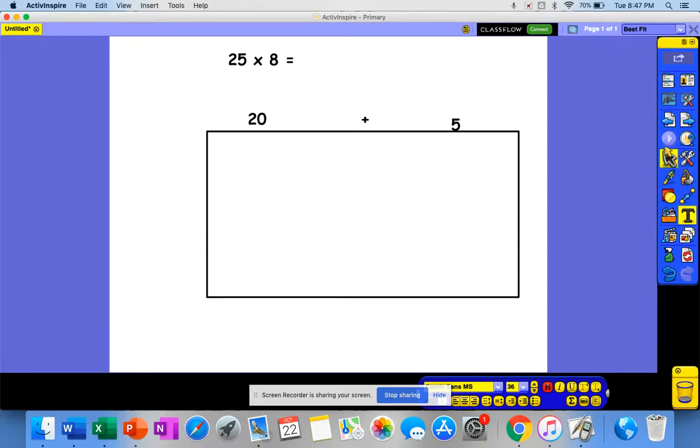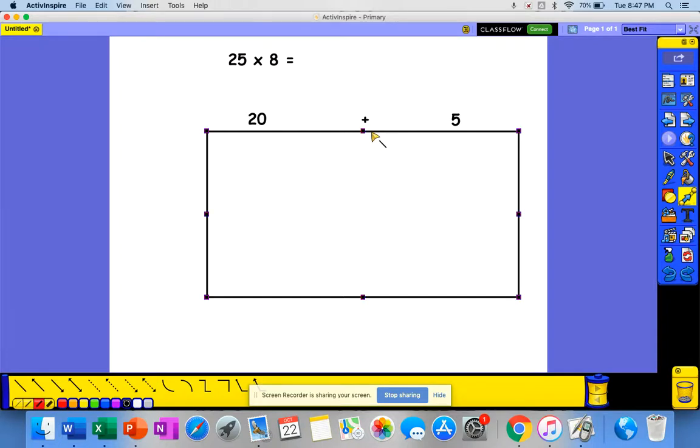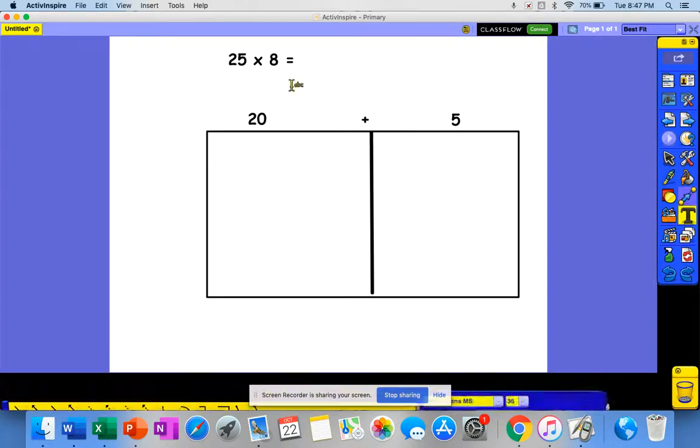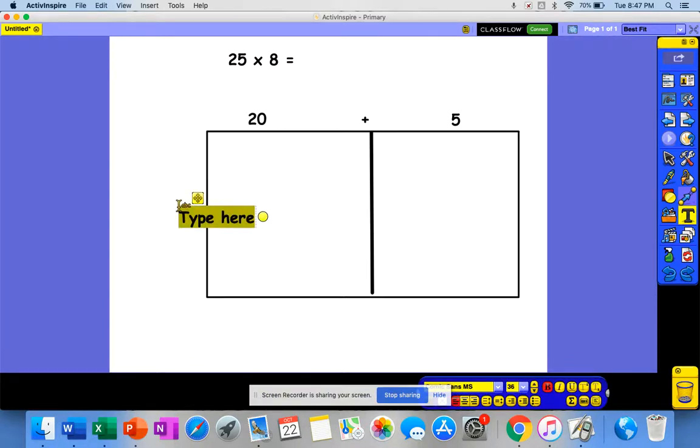Okay? Then they're going to take that box and split it because we're going to be doing each piece separately. So they have 20 and 5. And then on the other side of the box, they're going to put 8. Now, the process is actually very quick once they start doing it. It's a little slower for me because I'm having to type it all in and move everything around.